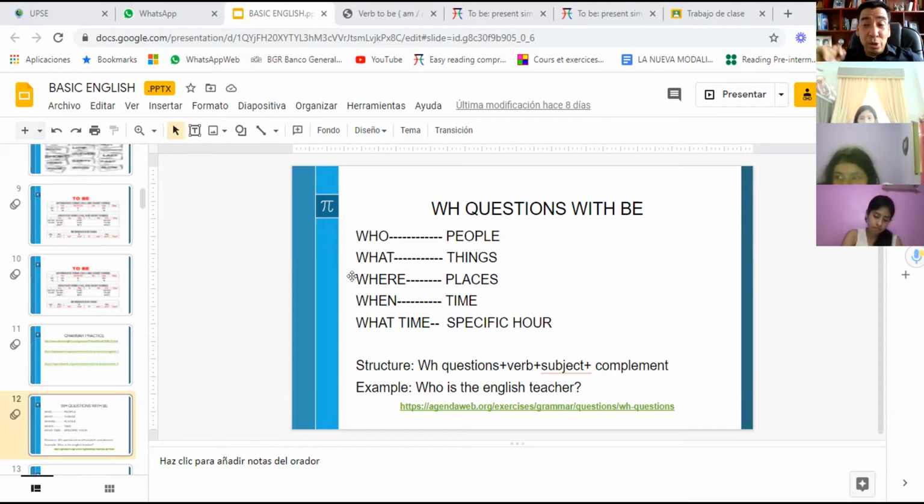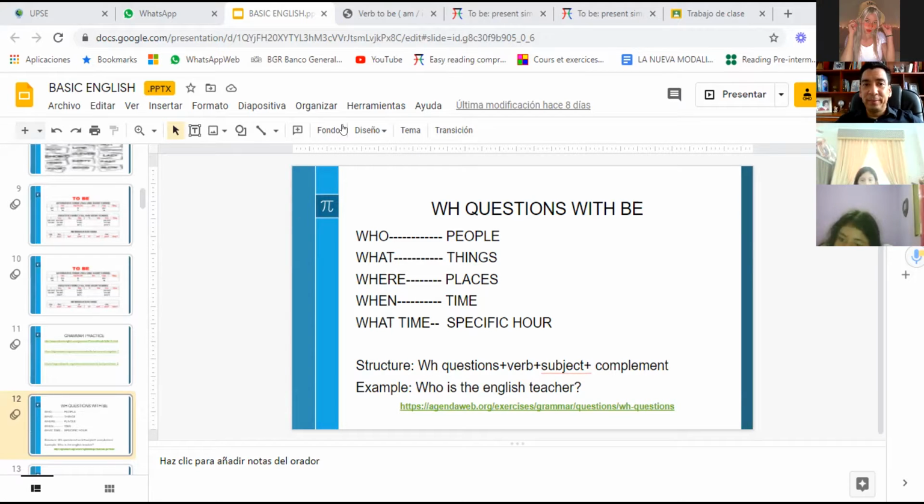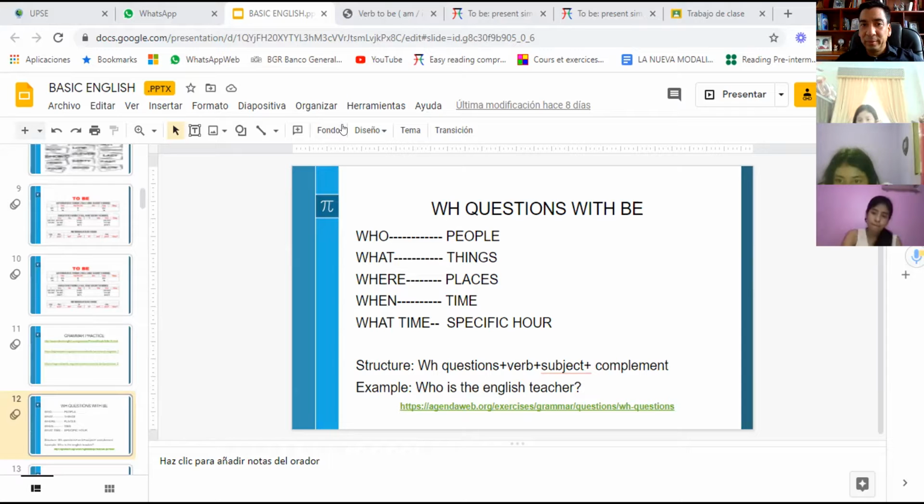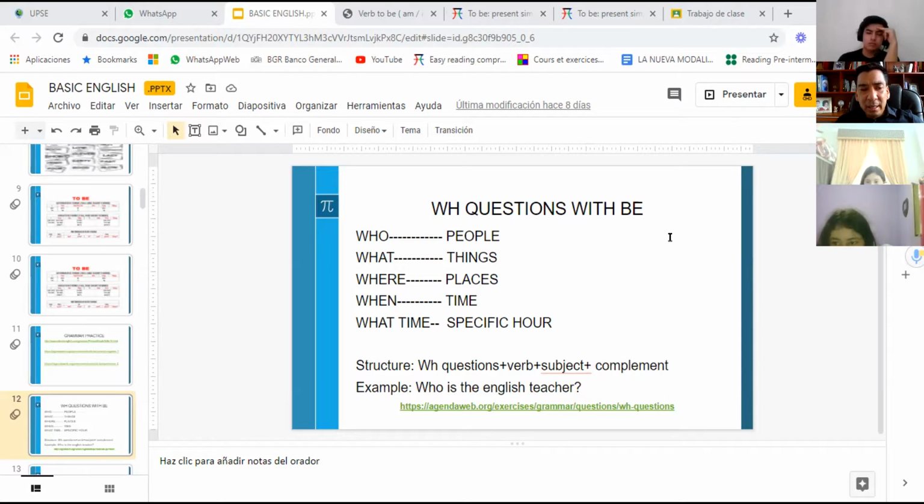Any other questions with where? Kelly. Where do you live now? Can you repeat that, Kelly? Where do you live now? No, no, Kelly. ¿Y dónde está el verbo be ahí? That is simple present tense. Eso es presente simple. Ya lo estudiaremos, tranquilos. We are studying the verb be. Estamos estudiando el verbo be.